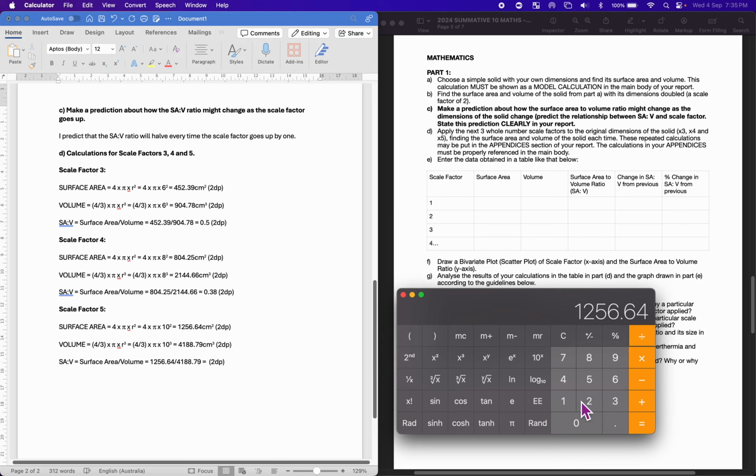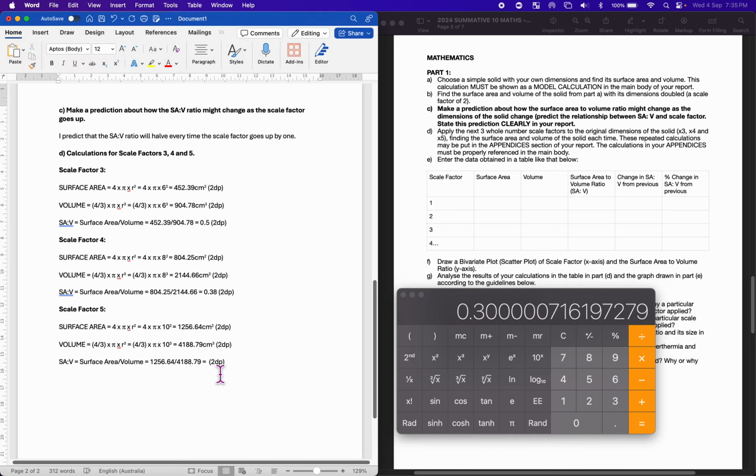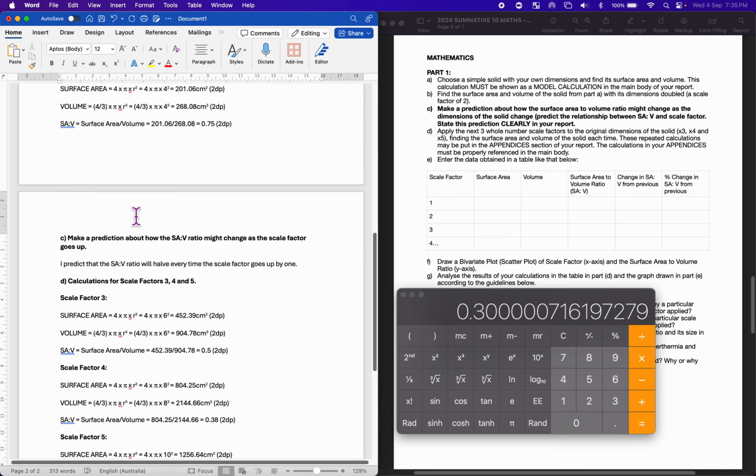256.64 divided by 4188.79 is 0.3, to 2 decimal points. 0.30 to 2 decimal points. So I've just done D here. You can see that's quite repetitive there.